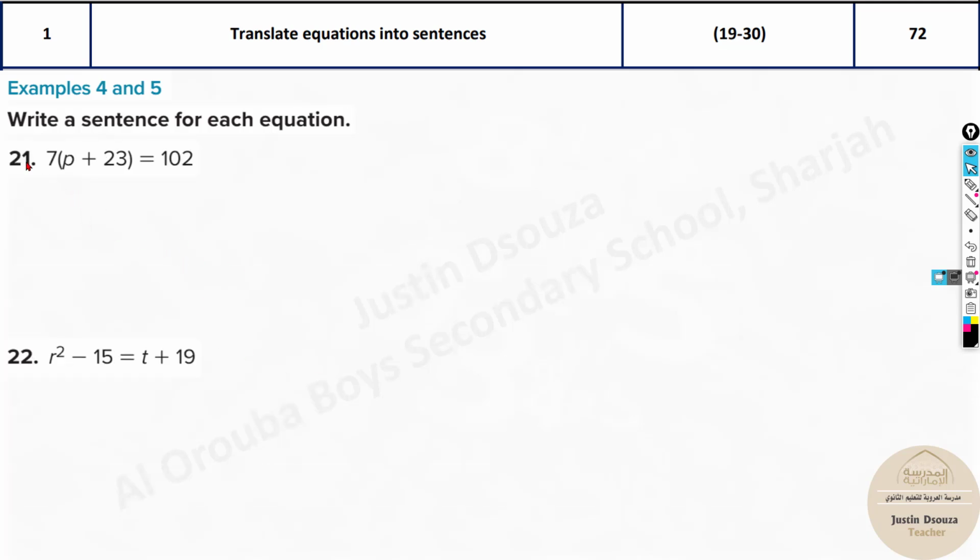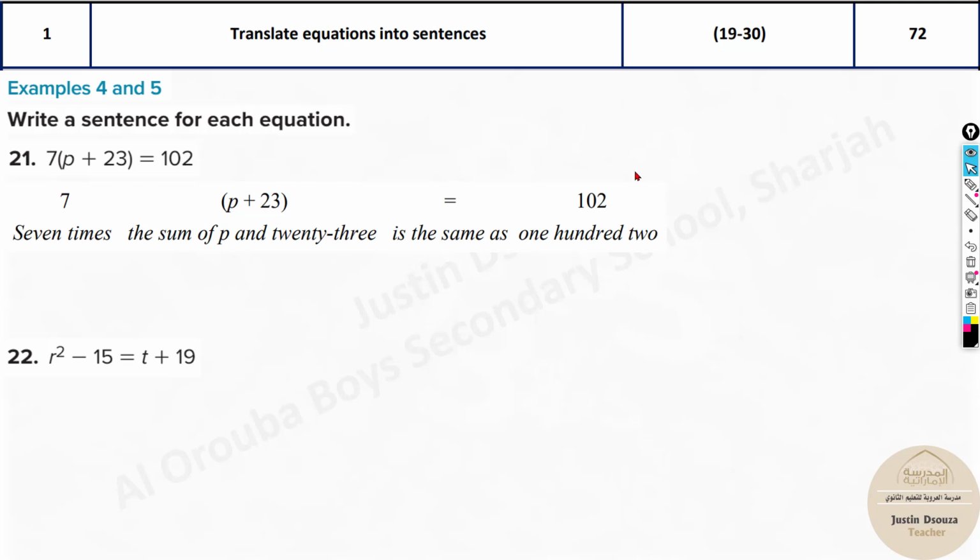There can be other answers as well. Now we can look over here. There is the product of 7. Now, whenever there are brackets, you can sometimes say the quantity. It doesn't require the quantity all the time. You can say the quantity of p plus 23 times 7, or 7 times the quantity of p plus 23 is equal to 102. Let's just check. Over here there is no quantity, but it's fine. They have just said 7 times the sum of p plus 23 is the same as 102.